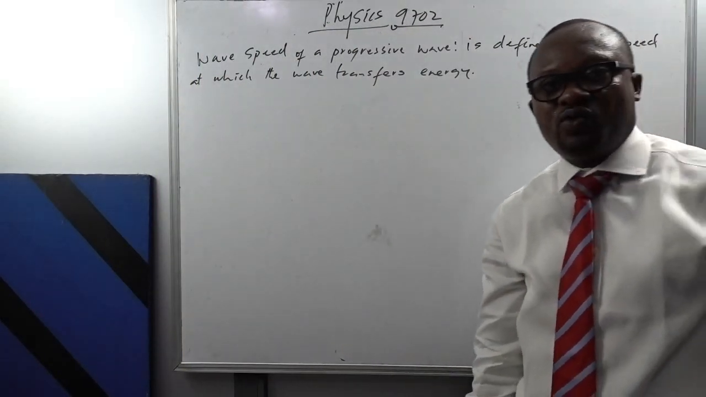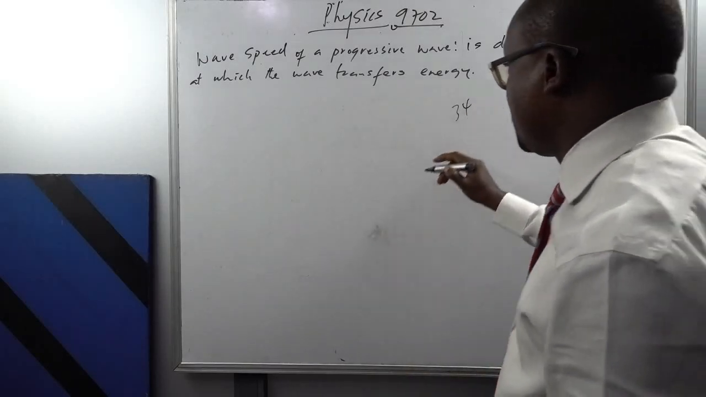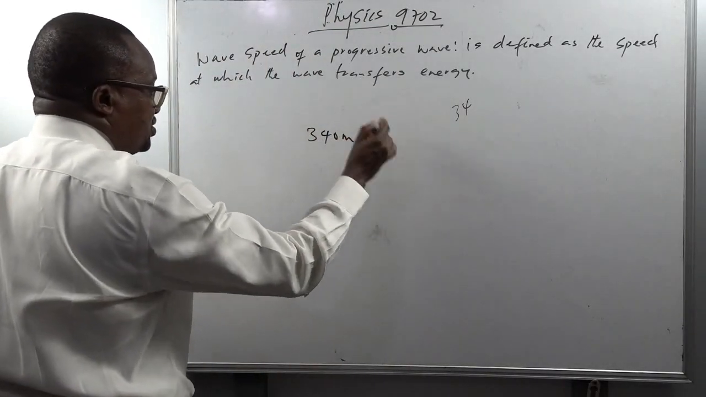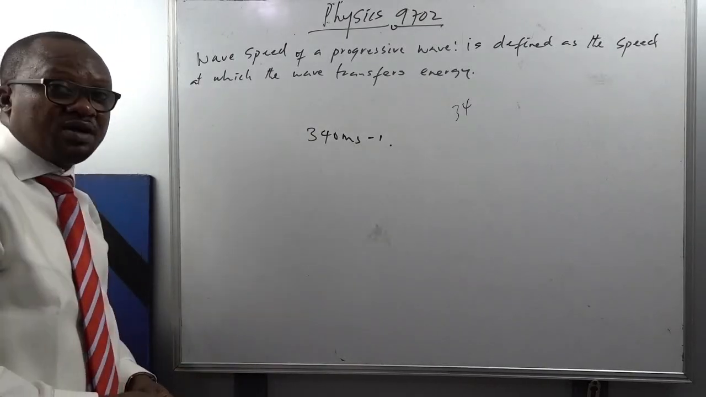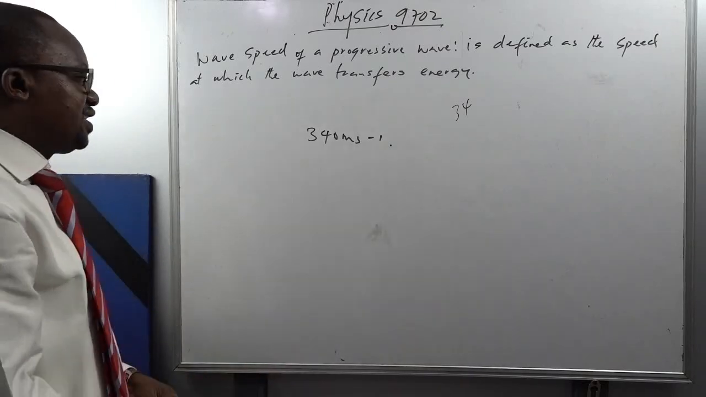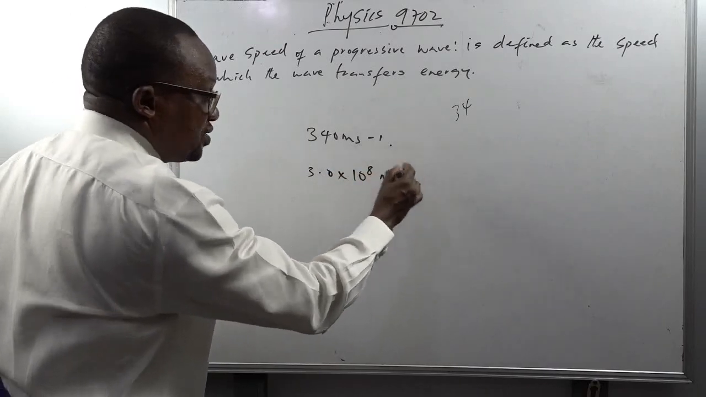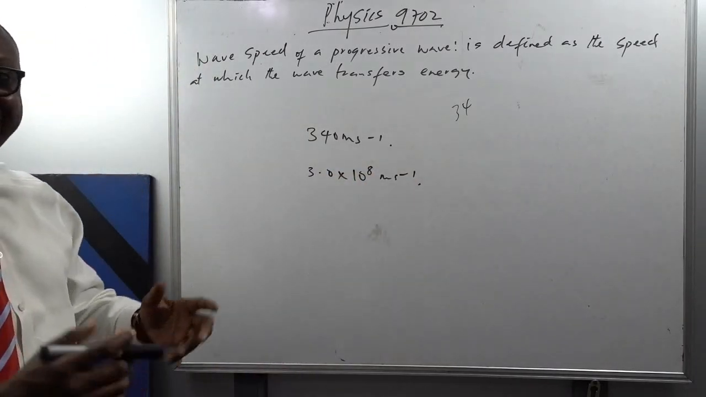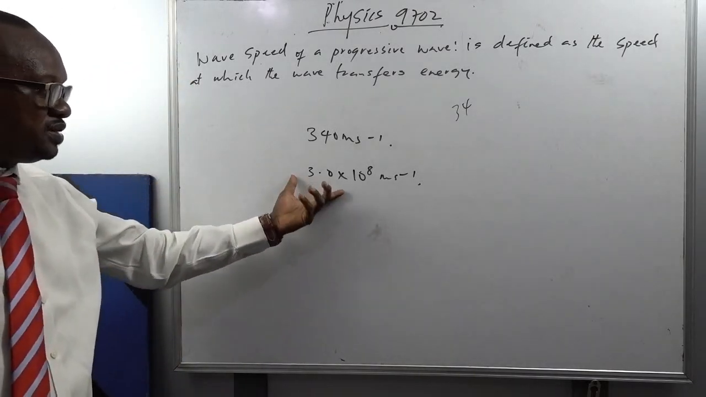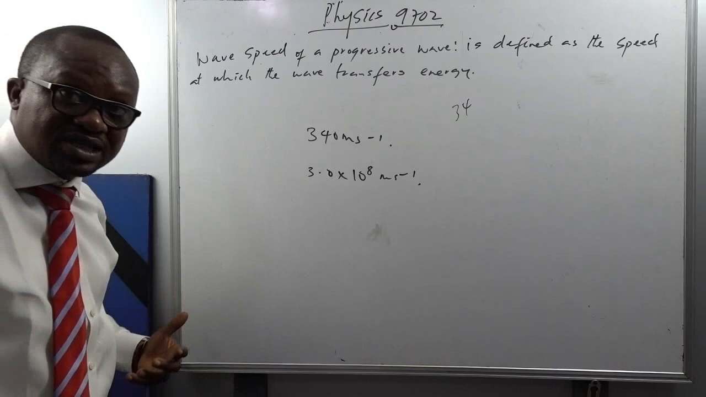So, for example, we said that the speed of sound is approximately 340 meters per second. This means that the speed at which sound transfers energy is 340 meters per second. If you say that the speed of light is 3.0 times 10 to the power 8 meters per second, this means that the speed at which light transfers energy, which is light energy, is 3.0 times 10 to the 8 meters per second. So the speed of a progressive wave is the speed at which the wave transfers what? Energy.